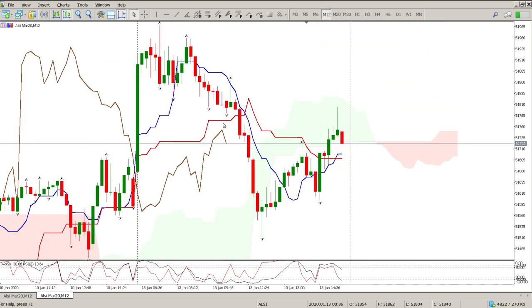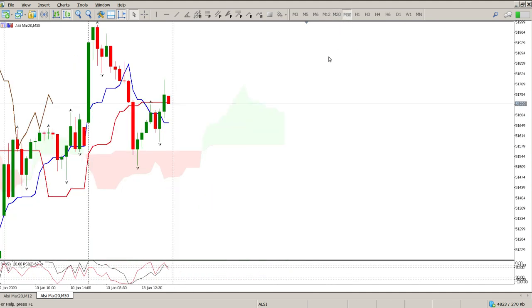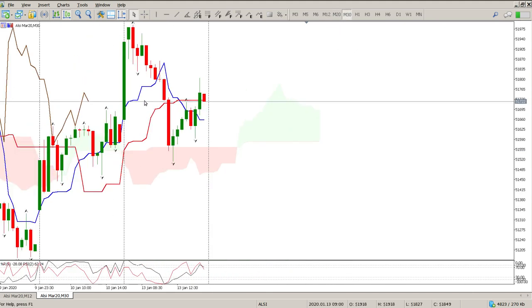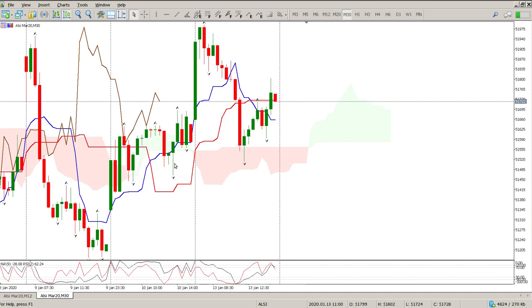So on the 12 minute, we had a bearish cross here, we've had a bullish cross, bearish and bearish. So lots of mixed signals on the 12 minute at the moment. Half hour, we've had a bearish cross here. Everything else is bullish. Again, mixed signals. Was a bounce off a cloud, which is fairly interesting.